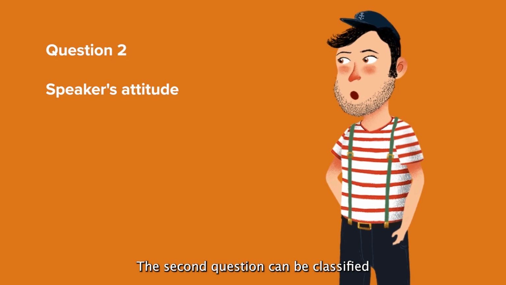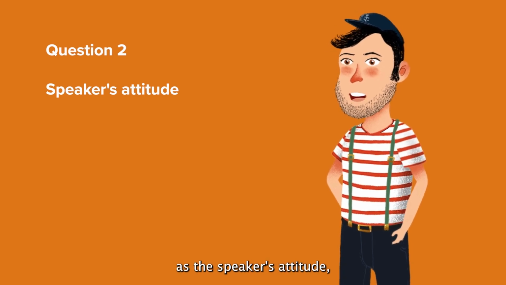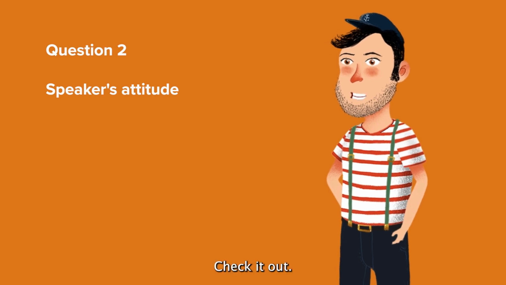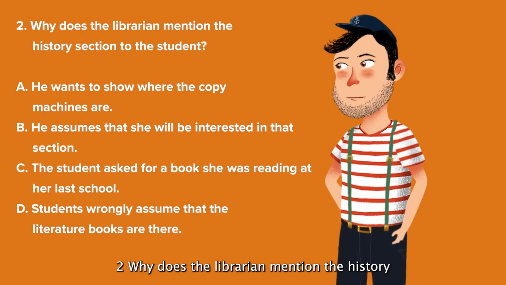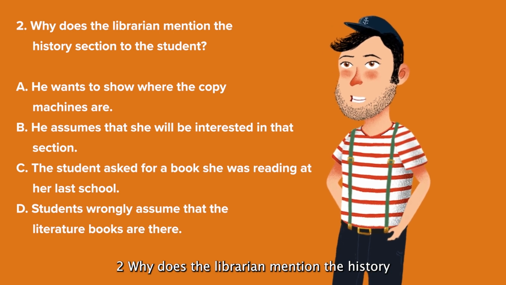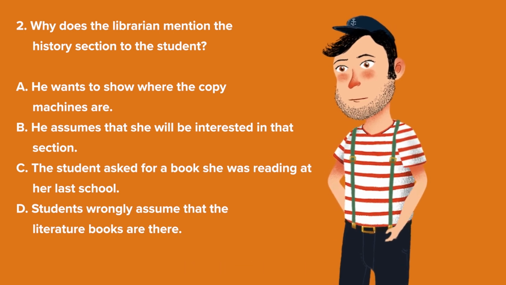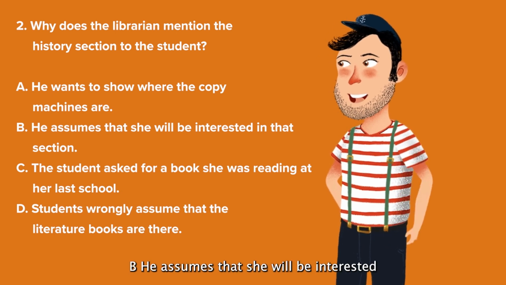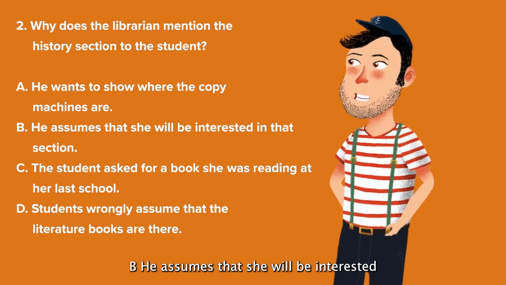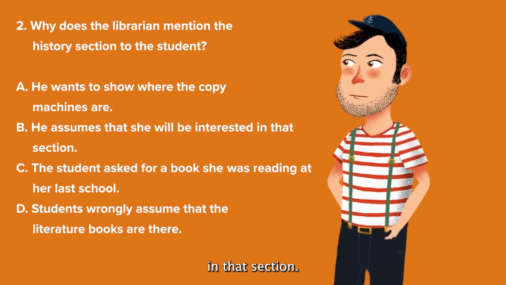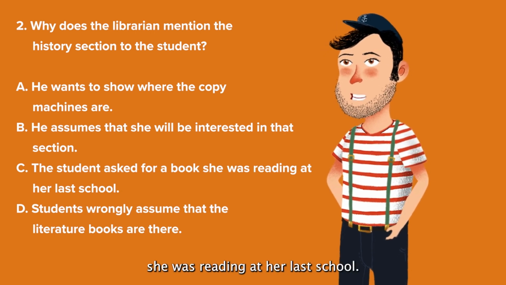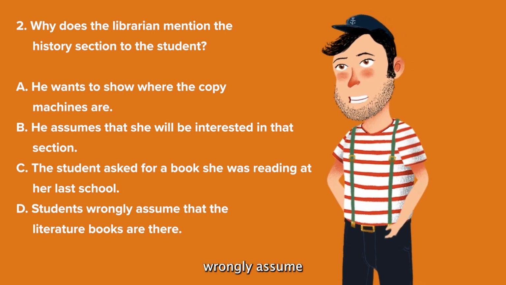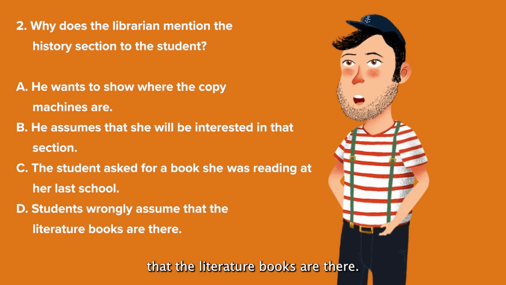The second question can be classified as the speaker's attitude, which we will see in the next episode. Check it out. 2. Why does the librarian mention the history section to the student? A. He wants to show where the copy machines are. B. He assumes that she will be interested in that section. C. The student asked for a book she was reading at her last school. D. Students wrongly assume that the literature books are there.